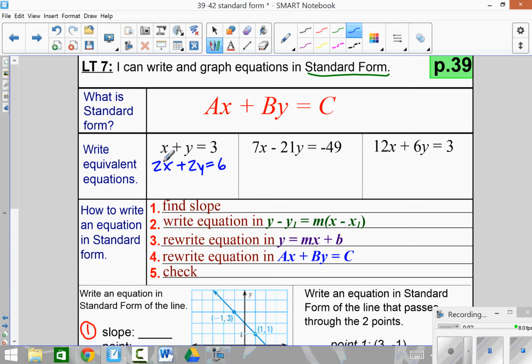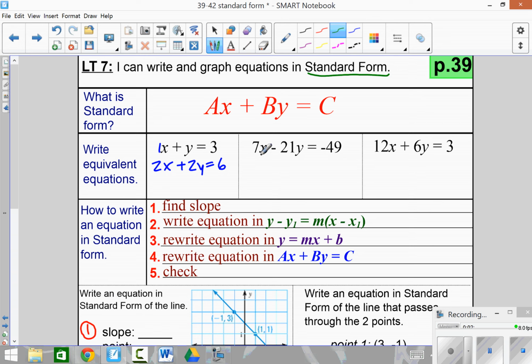Okay, so notice what I did. I basically just took each piece and I doubled it. I multiplied each piece by 2. So 1x times 2 is 2x, y times 2 is 2y, 3 times 2 is 6. These two are equivalent. Okay, let's try another one. How about 7x minus 21y equals negative 49. Can you rewrite an equation that's equivalent to the original problem?